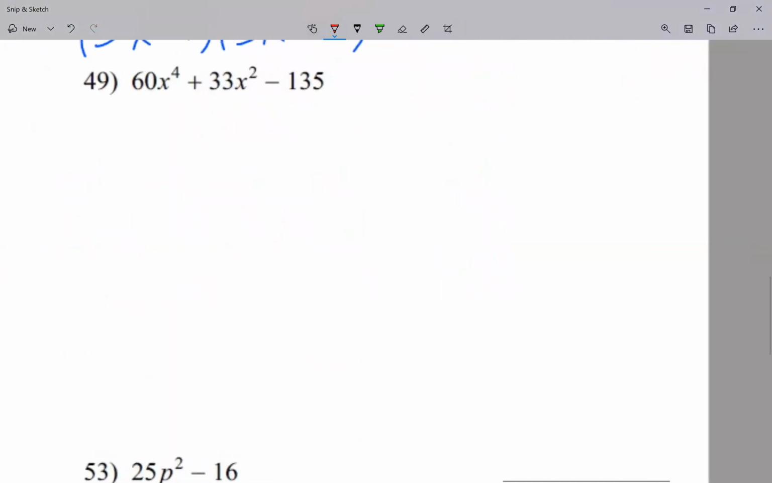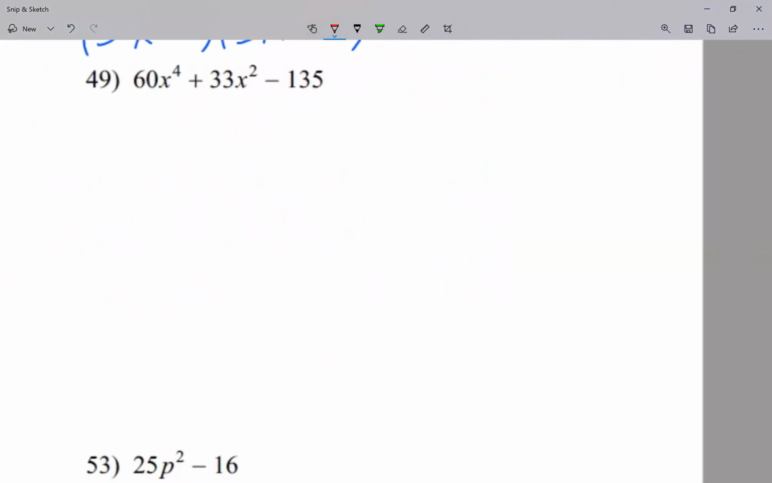Let's take a look at question number 49. Now, in this case, let me divide everything by 3. I'm going to make my numbers smaller. So 20x to the 4th plus 11x squared. Now, 135 divided by 3 is 45.